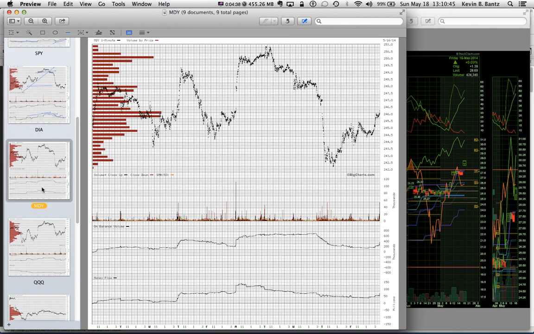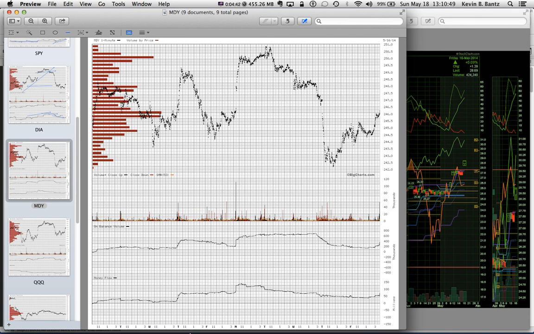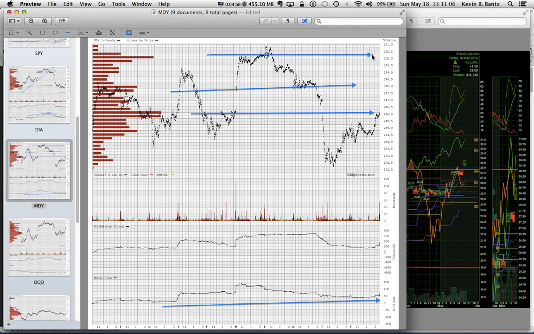Then we have the mid caps here, and these guys, they never got out. Mid caps, just along with the Russell and that, they were the strongest indexes last year. Here, this is the resistance here. If the bulls can't get over that, they're in trouble. So and here comes part 2.